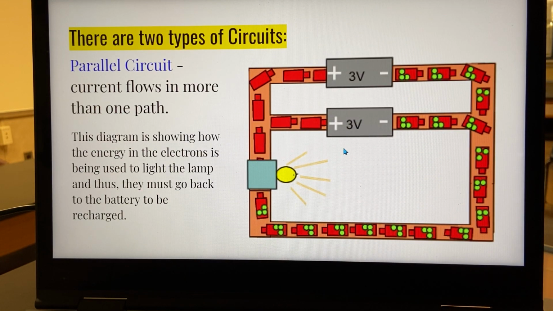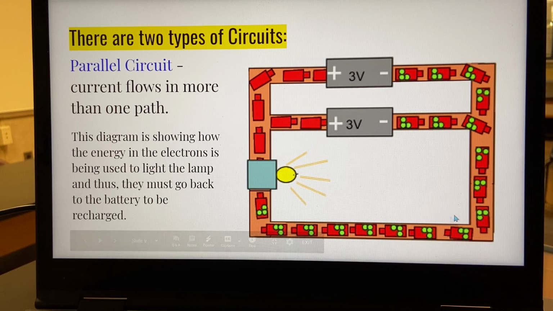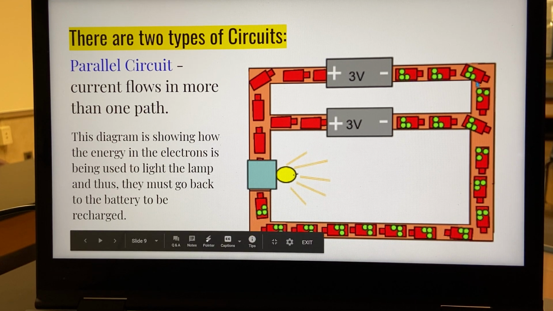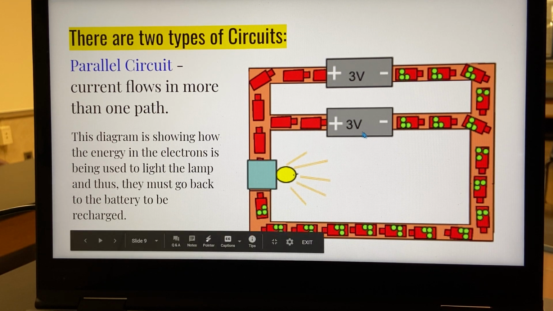When we look at this diagram, there are two paths for the current to flow through. Here is the light bulb or the lamp, and these little batteries, these symbols, are representing the electrons. See how there's a lot of electrons in these? 3, 3, 3. Because they're 3 volts, each of these has their electrons, and the electrons are going to come out of this one.